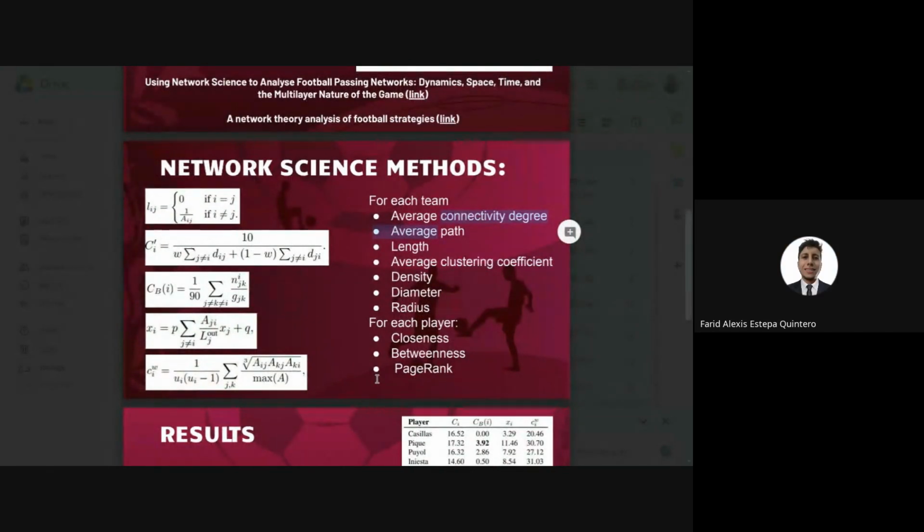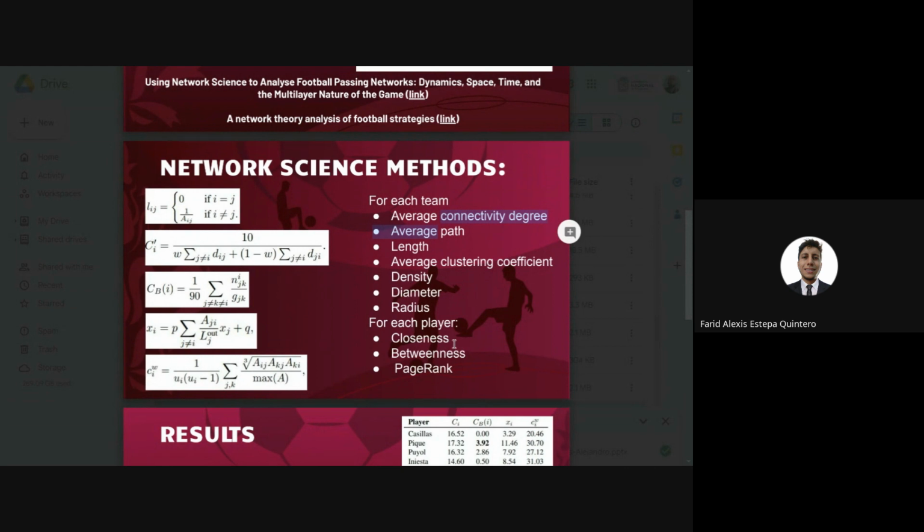Now regarding the network science methods, we evaluate for each team the average connectivity degree, the length, the density, the diameter, and the radius. And for each player, and more important, the closeness, the betweenness, and the page rank.